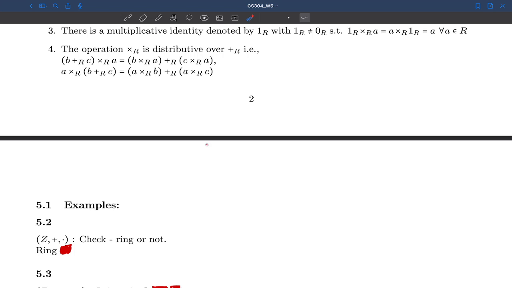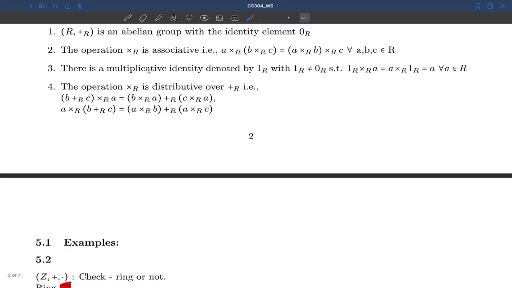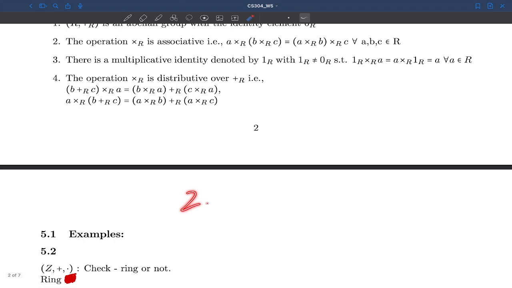For a ring, what are the properties? We have to check: is it an abelian group? With respect to the first operator, is (Z, +) an abelian group? Yes, it is an abelian group. You can check yourself. What was the criteria to be an abelian group? First condition, it should be a group.